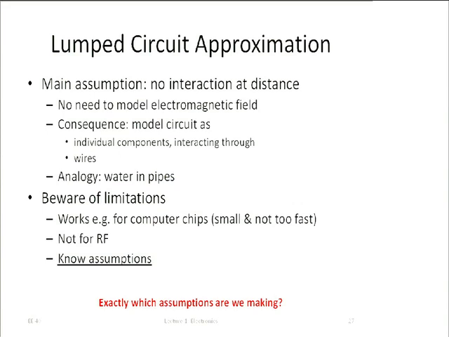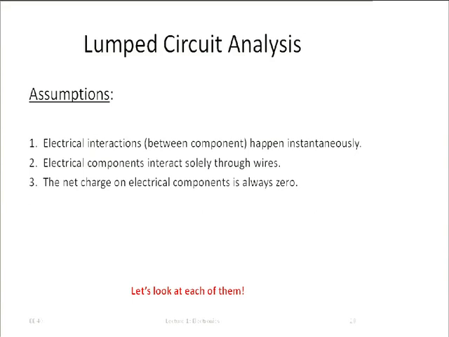So let's list formally the assumptions that we're going to use. There are really just three assumptions that we are making. The first assumption is that the electrical interactions between components happen instantaneously, so that signals, current or voltage or whatever, propagate on wires instantaneously. We'll talk about each of these assumptions in just a moment. Right now, I'll just list them.